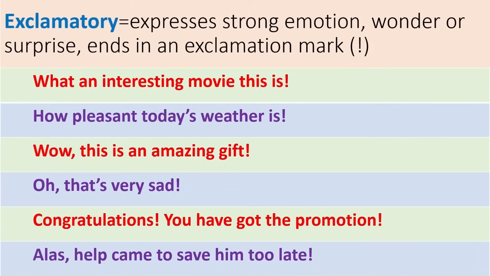Now the exclamatory sentence is different in structure. This structure you have to understand carefully. Usually it begins with the word what or how, but we have some exclamatory words like wow or oh or alas, and then if you want to express your emotion of joy, happiness, then you say congratulations. That also you can put an exclamation. These are the ways in which the exclamatory sentence is written. Let us see all of them.